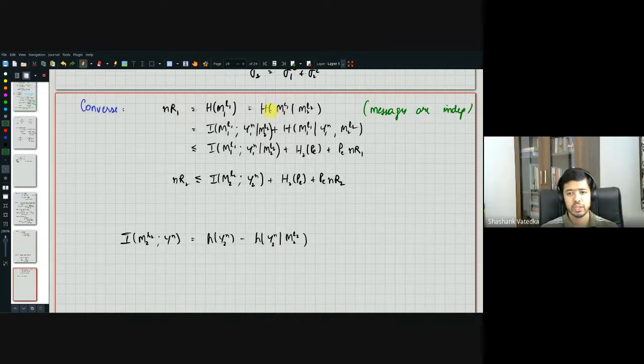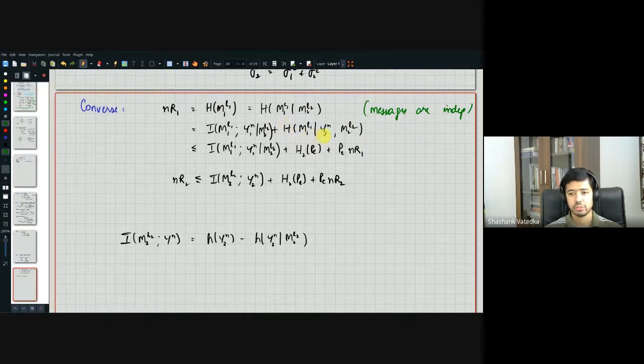Okay, great. So once we have this, I'll just introduce another term. If I add and subtract H(M1 given Y1^n, M2), then H(M1) minus H(M1 given M2) minus H(M1 given Y1^n, M2) is just equal to this mutual information. And the remaining term is a plus H(M1 given Y1^n, M2). Then I just use Fano's inequality to upper bound this conditional entropy.